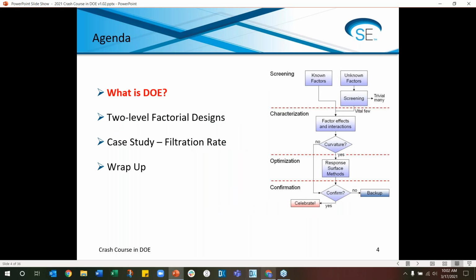The agenda for today is going to consist of talking about what is design of experiments. And then we will focus in on just the two-level factorial designs, kind of give you an overview of those, and really supplement this with a case study. So over half of the class will be looking at and using Design Expert software and showing you how to build and analyze a factorial design, at least at a rather high level without going into all the details. And then we'll wrap up the class.